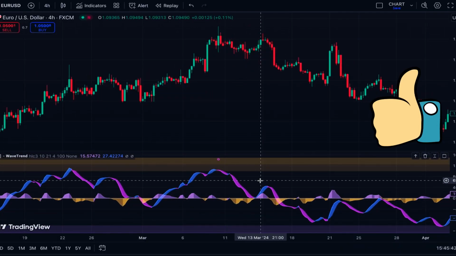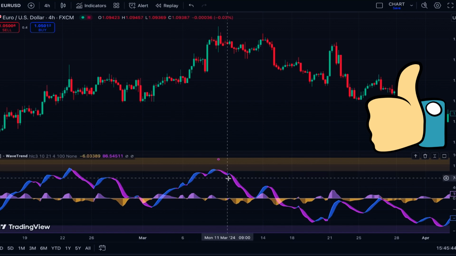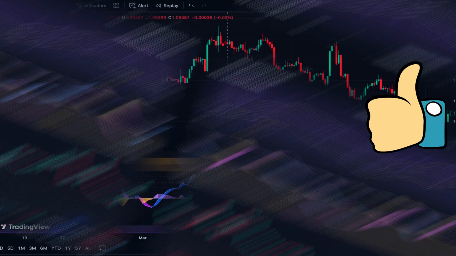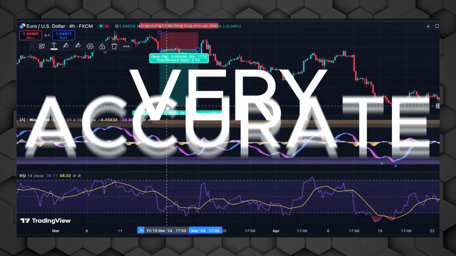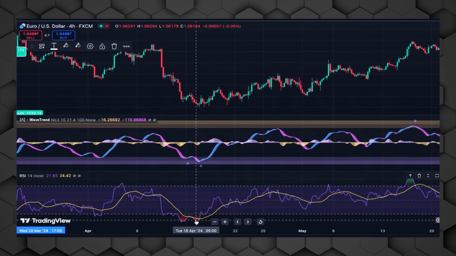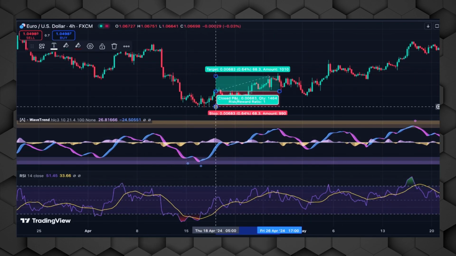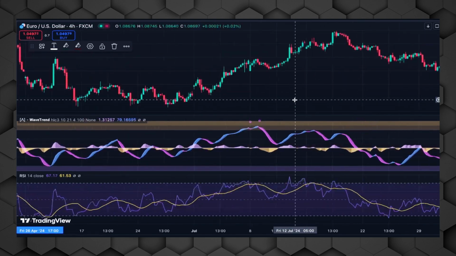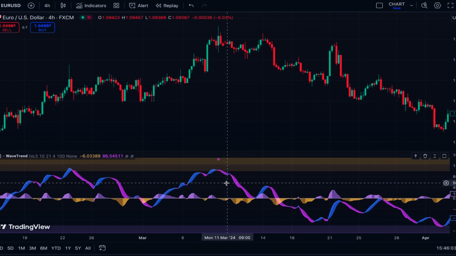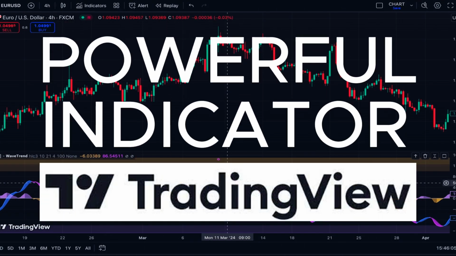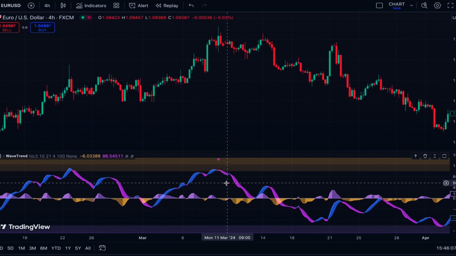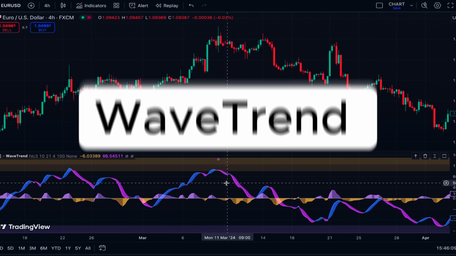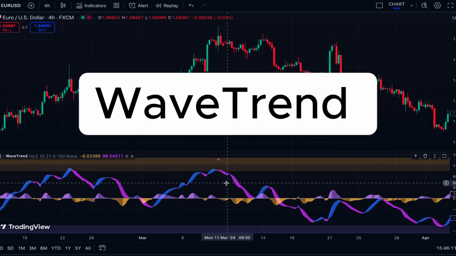First, I explain different components of this indicator and how you can use it for trading, and then I will teach you a very accurate trading strategy based on this indicator. So make sure you watch this video until the end and you don't miss any important point about this powerful indicator on TradingView.